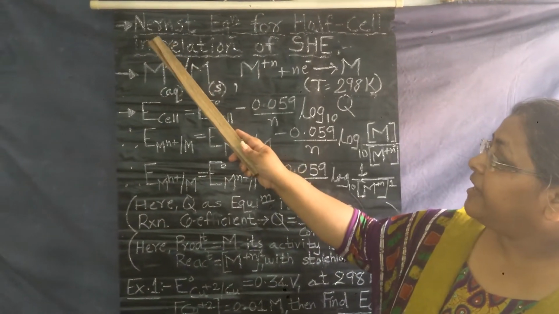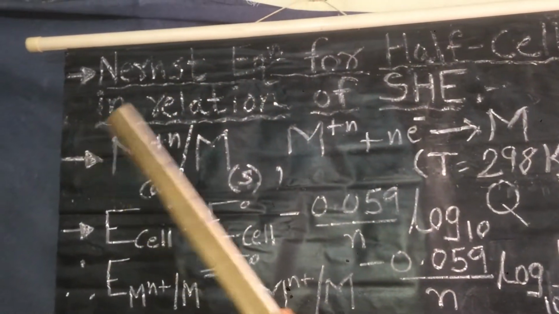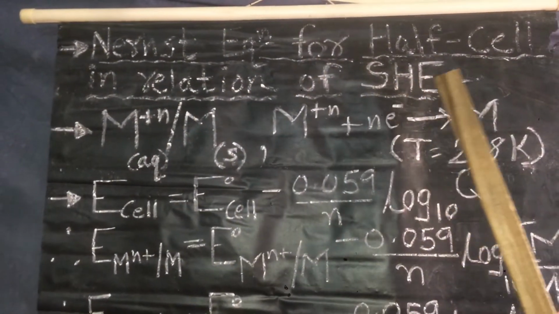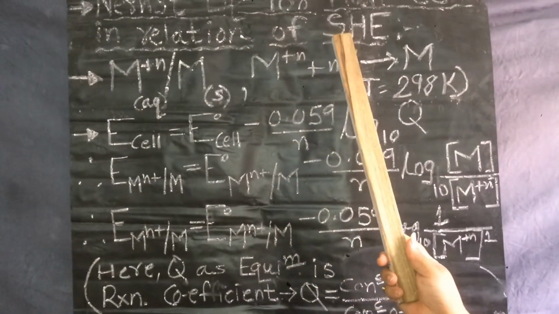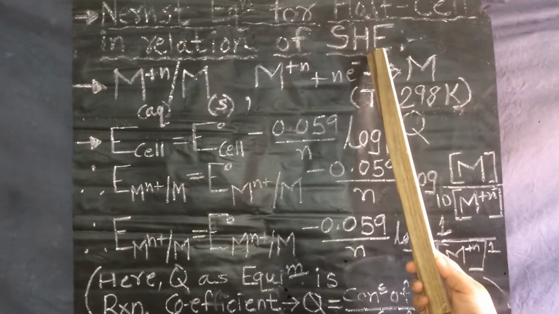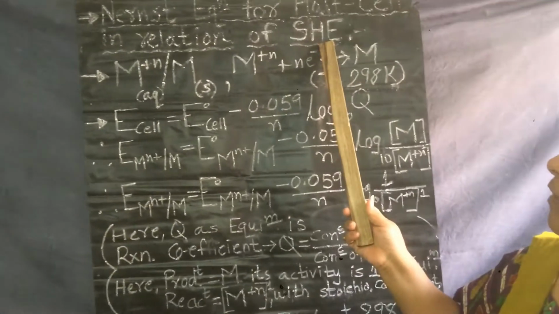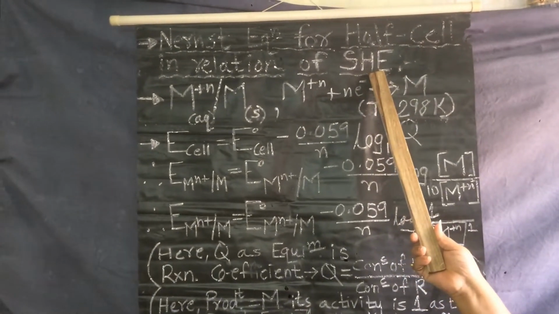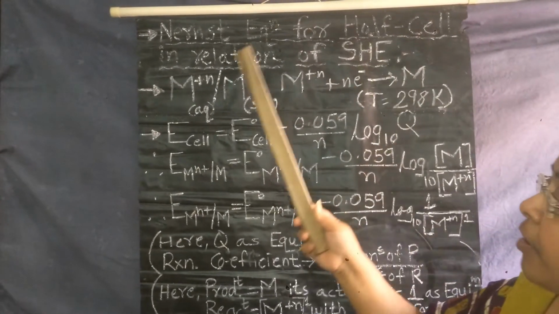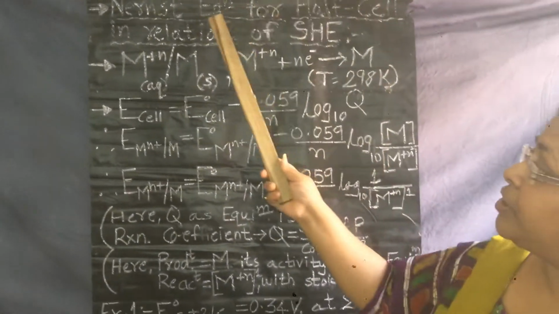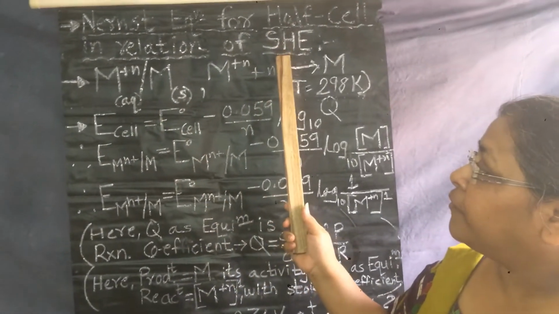Now, let us see the Nernst equation for a half cell in relation to the standard hydrogen electrode. When it is said in relation to the standard hydrogen electrode, it means one of the half cells is the standard hydrogen electrode, and we know its potential is 0.00 volt. So now here is the equation for the half cell.